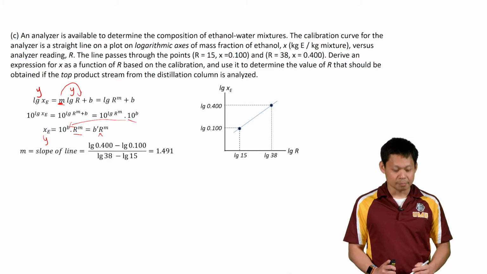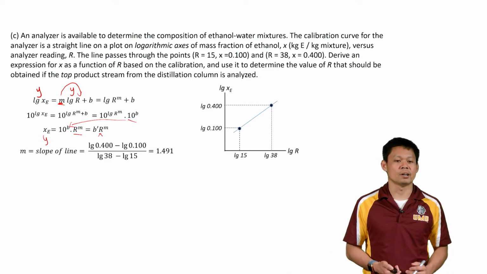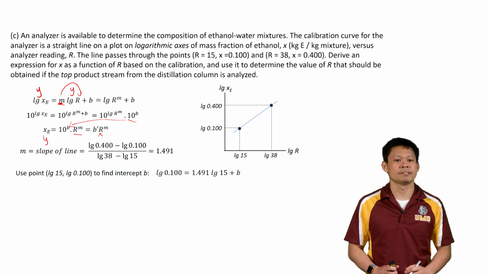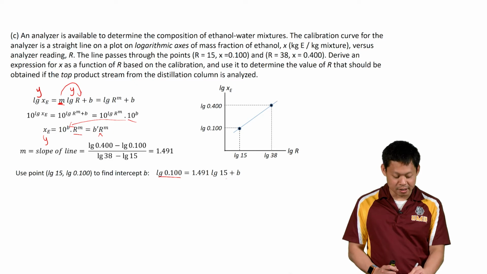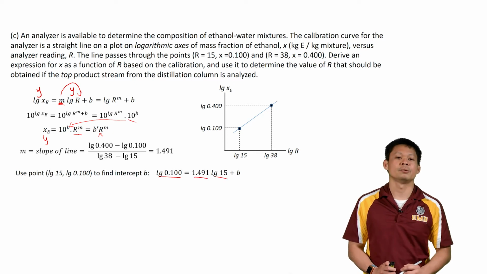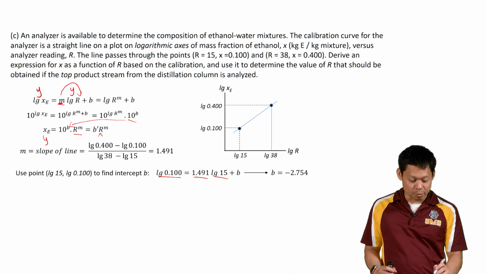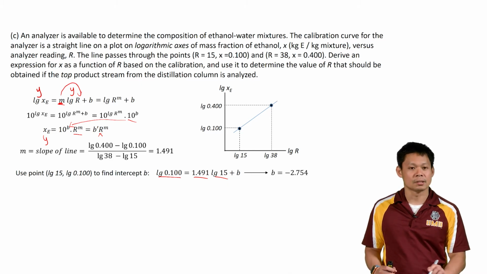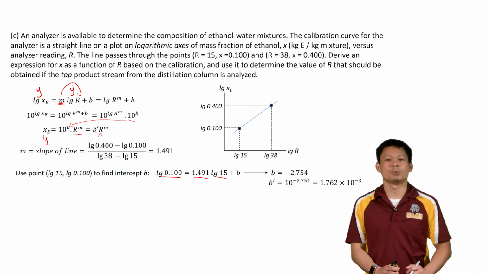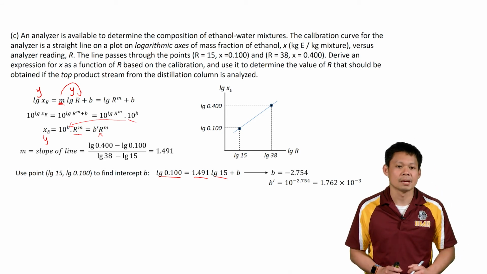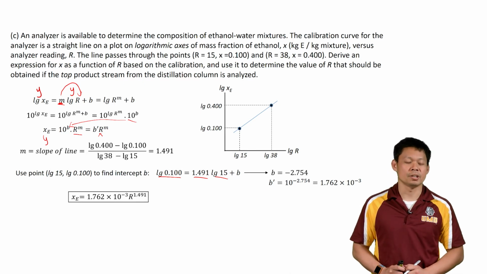Once we have the slope, we can put it back into that equation and use either one of those points to solve for our b. I'm going to use the log 15, log 0.1 point to find the intercept b. Plug in the y and x values, plug in the m that we have. Now we can solve for our b, and it's minus 2.754. But what we want is b prime in our calibration equation, and b prime is 10 to the power of b. So that is 1.762 times 10 to the power minus 3. So we have our b prime, and now m, we just put it into our equation, and here's our calibration equation.